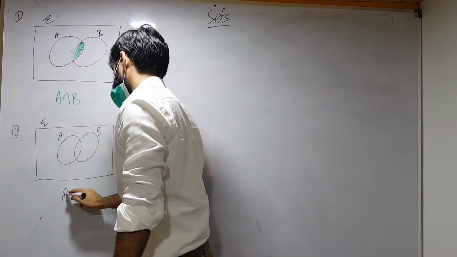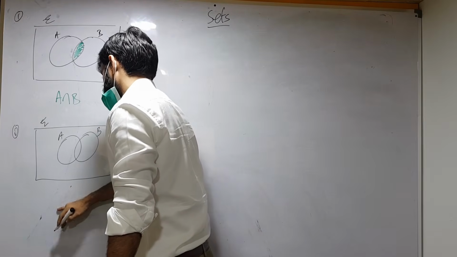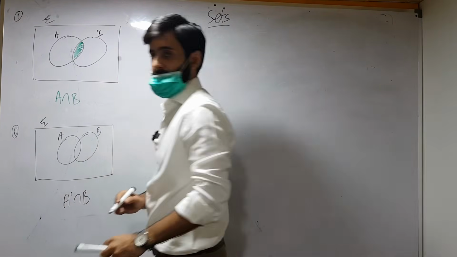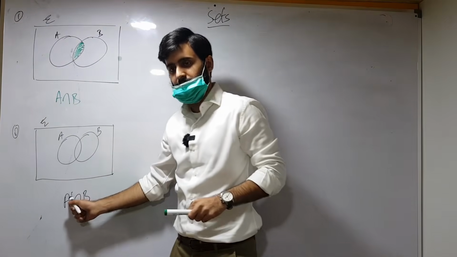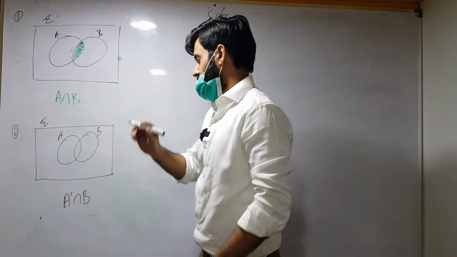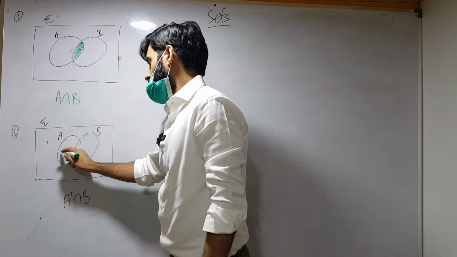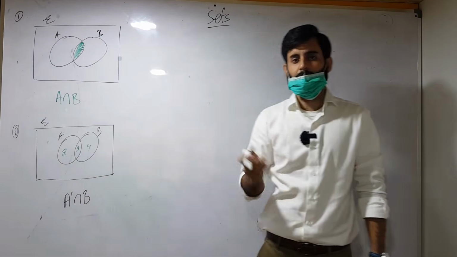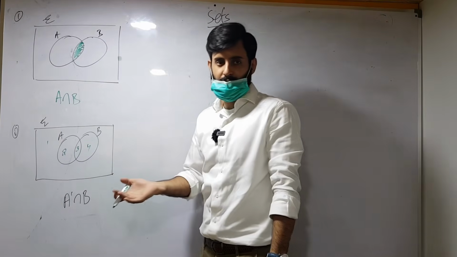Okay, so suppose you're asked to shade A complement intersection B. Okay, you guys know what this means, right? A complement means everything except for A. So here's what you do. You start off with giving a number to every region. Okay, 1, 2, 3, and 4. You can either write numbers, you can write A, B, C, D, X, Y, Z, whatever you want.